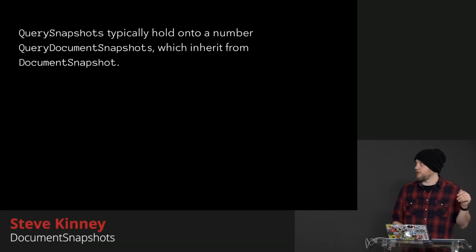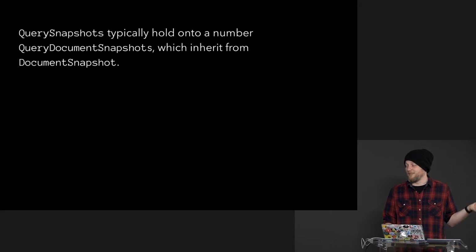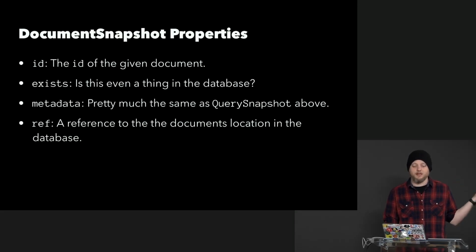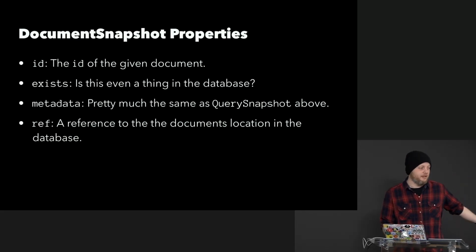So query snapshots hold on to a number of query document snapshots, which inherit from document snapshot. That's a mouthful. Let's talk about document snapshots before we go in there as well. They have an ID. That is the individual ID of that document, whether or not it exists, because you could theoretically go to a document ID that does not exist in the database and query for it. It'll be empty.